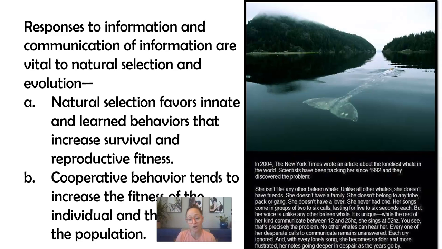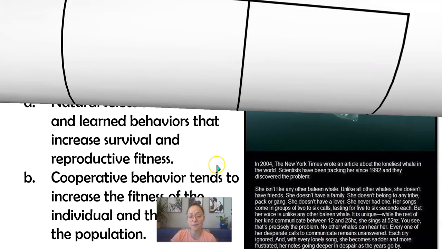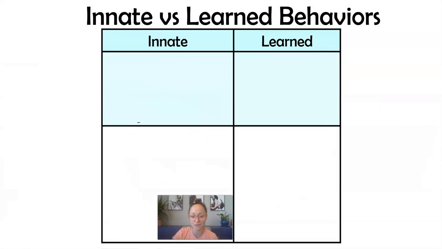Every one of her desperate calls to communicate remains unanswered, each cry ignored. And with every lonely song, she becomes sadder and more frustrated, her notes going deeper in despair as the years go by. So here, she's unable to communicate due to variation in how she developed, and now she has low fitness. She's not able to reproduce. So she may live a long time, but remember, fitness is based on reproductive success. And so here, this would be an example of low fitness because of the inability to communicate.